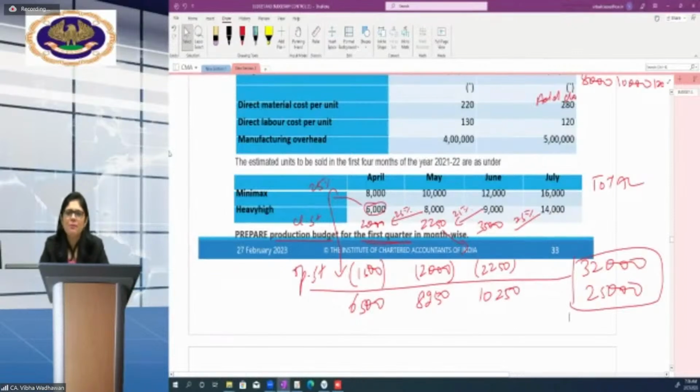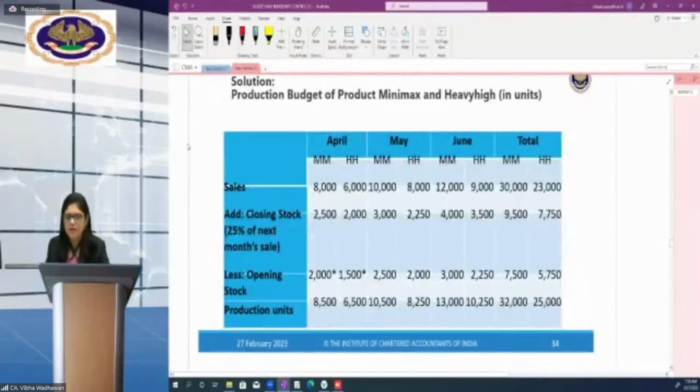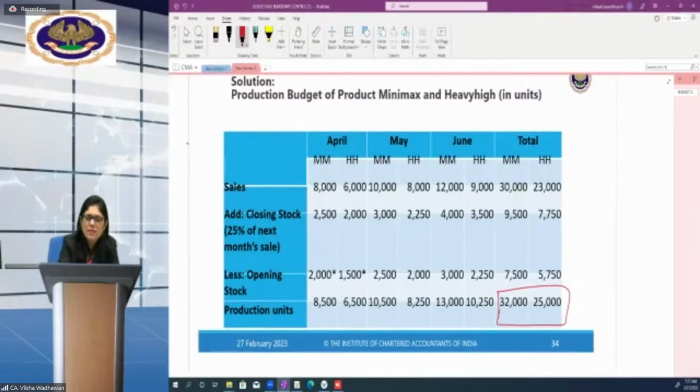So the production budget in units is ready. 32,000 of mini-max has to be produced and 25,000 of heavy high has to be produced. All right, let me scroll down. So this is how we have done it here. This is the final production units total for both the products, mini-max and heavy high. To the sales, we add the closing stock and deduct the opening stock, and this is how we have calculated the opening stock. So we got the production units, 32,000 and 25,000.